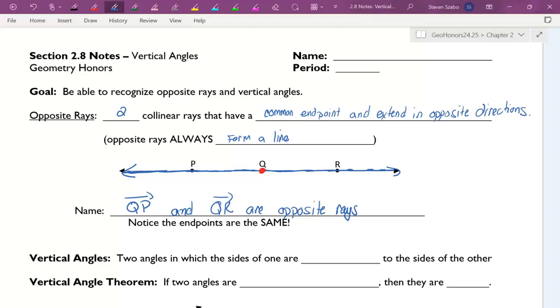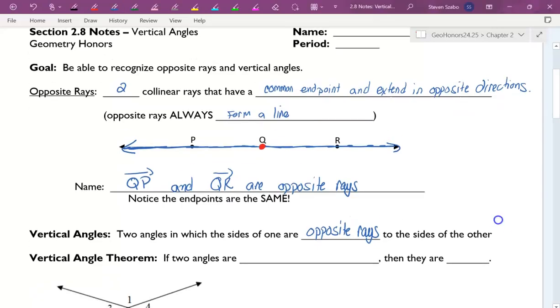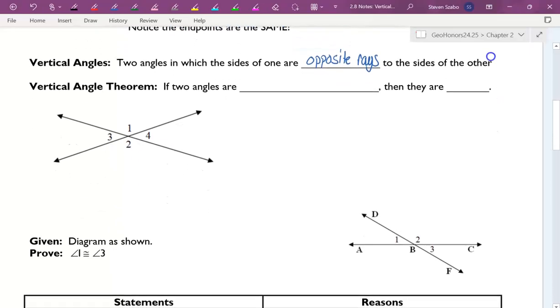So that leads us into the definition of vertical angles, and it's two angles in which the sides of one are opposite rays to the sides of the other. Essentially, these are formed when we have two intersecting lines. So our big theorem of the day is the vertical angle theorem. And what the vertical angle theorem is going to allow us to do is to determine angle congruence.